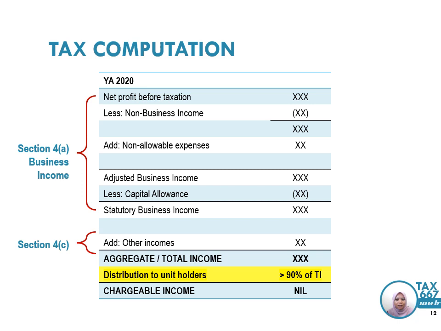Dia mesti nak kena classify according to section. So mula-mula kita nak section 4A business income sahaja. Jadi daripada net profit before tax, we're going to less non-business income. Income yang tak ada kaitan dengan business, kita akan tolak semua.